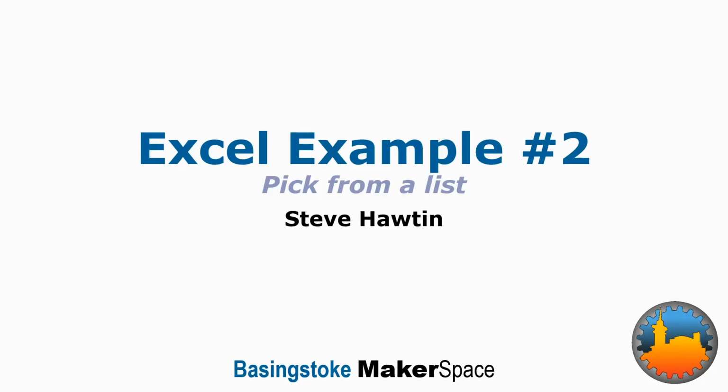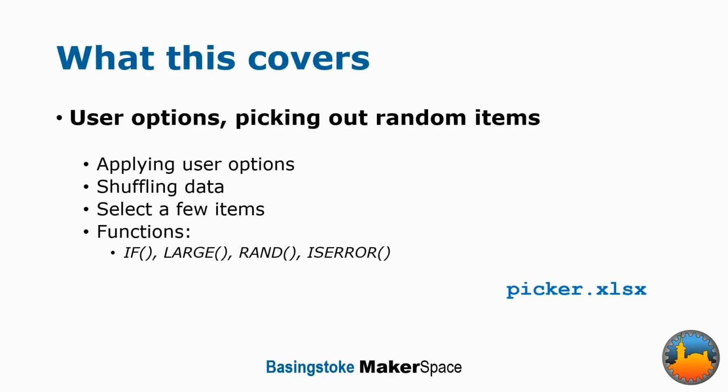Welcome. This is the second in a series of short presentations about using Excel to solve some interesting data problems. In this case, we'll be randomly selecting items from a long list by applying parameters set by the user. Once again, the example spreadsheet can be downloaded and examined in detail.